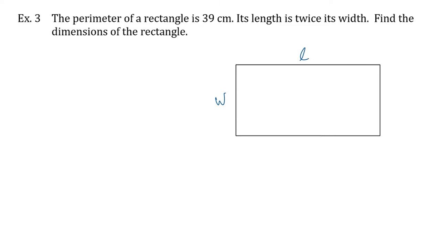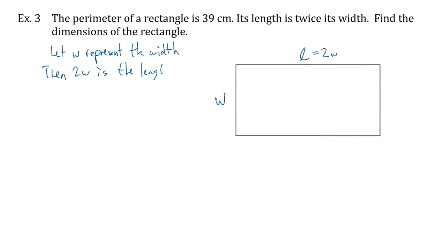The length is twice the width. What does that mean? It's half of it, yeah. It's double, so the length is double the width. This is like the last question. So our let statements, let W represent the width, then 2W is the length of the rectangle.